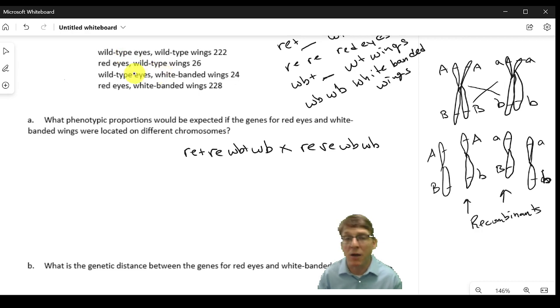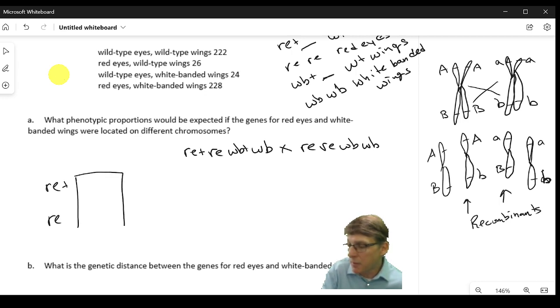What's the probability of getting wild-type eyes versus red eyes? What's the probability of getting wild-type wings versus the white-banded wings? And then we can combine our probabilities to find out the relative proportions of what we would find for these combinations of traits. To do this, we can see it very easily by doing a Punnett square, where we take the gametes of one parent, the gametes of the other parent, and we have RE plus, RE, RE plus, RE, and then we have RE, RE, RE, RE.